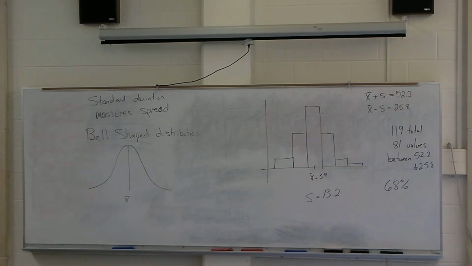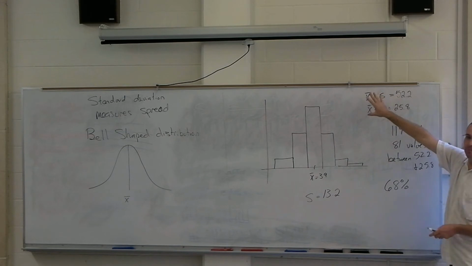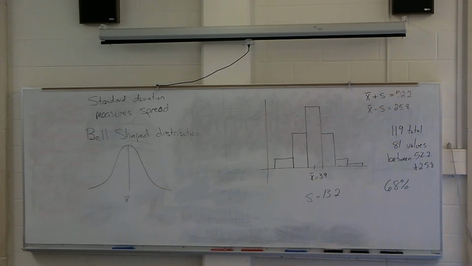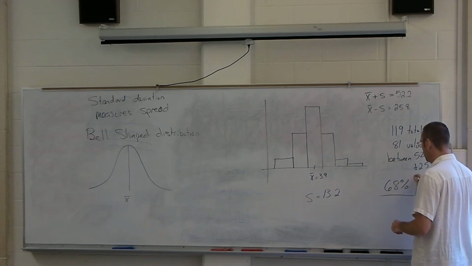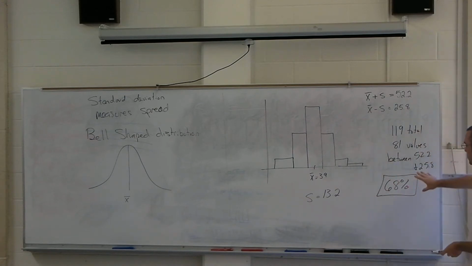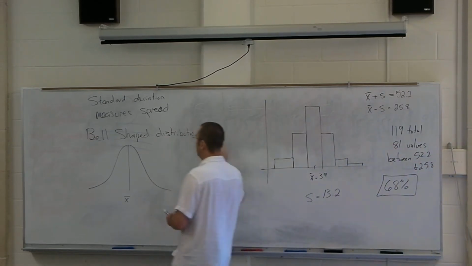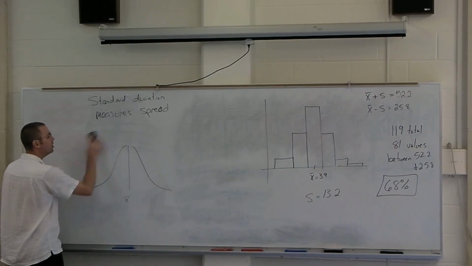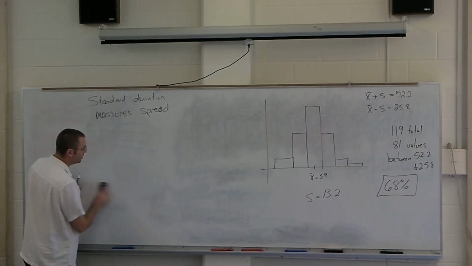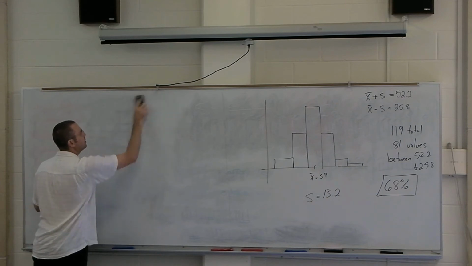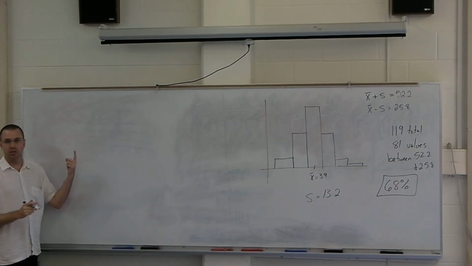All right, so it turns out that 68% of our data values fall within one standard deviation of the mean. That is not a coincidence. When dealing with bell-shaped distributions like this, this is one of the rules that all bell-shaped distributions follow: if you have a bell-shaped distribution, approximately 68% of all of your data is going to be within one standard deviation of the mean.